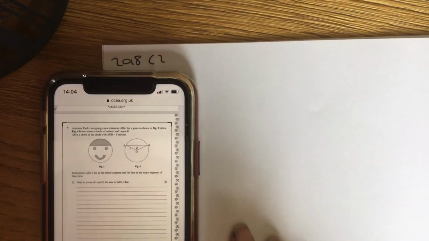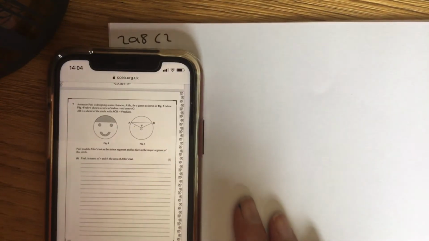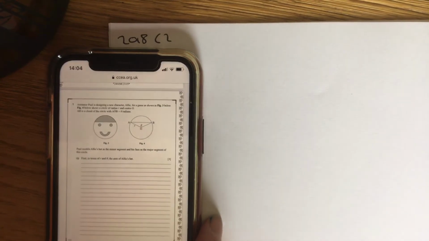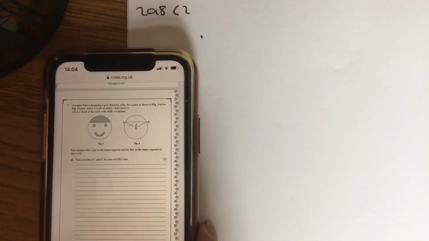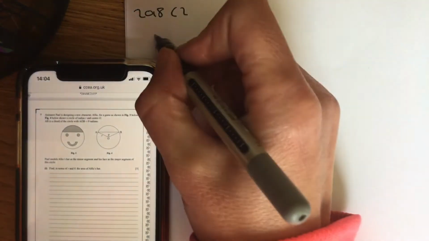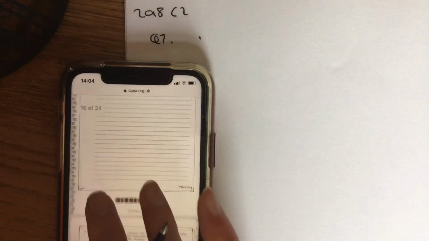Okay, radians and area of a sector and length of an arc came up in C2 in the old spec. So the next question we'll look at is 2018 C2, and it's question 7 at the back. And just run through the question.